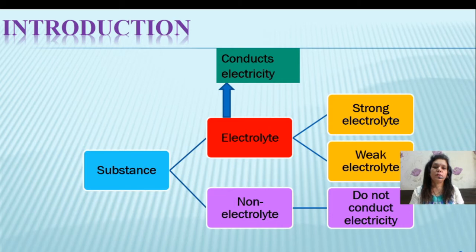Now, if we want to classify the type of substance which can conduct electricity, we can broadly classify them as electrolytes and non-electrolytes. Electrolytes are the ones which conduct electricity. There are strong electrolytes as well as weak electrolytes. Strong electrolytes dissociate easily in water to form cations and anions. These cations and anions move towards the respective electrodes, cathode and anode, and this movement of ions causes the conductivity. Whereas non-electrolytes do not dissociate and hence do not conduct electricity.